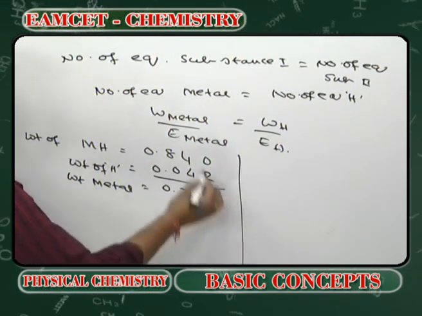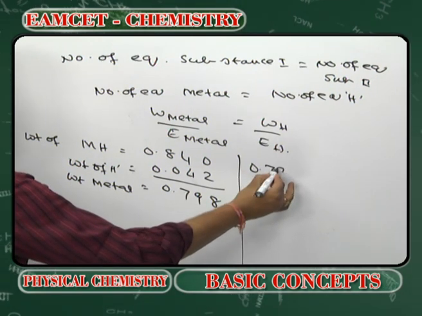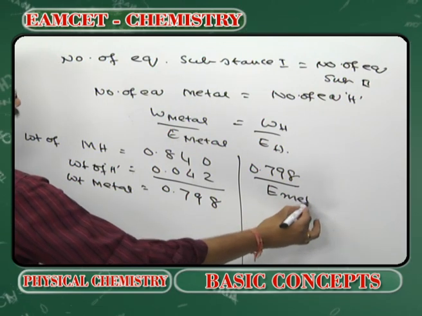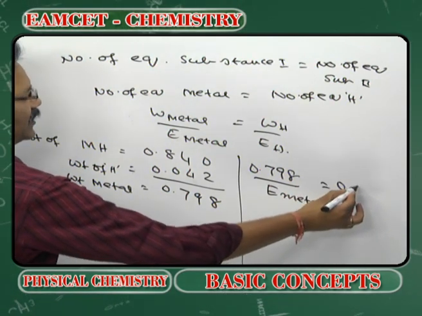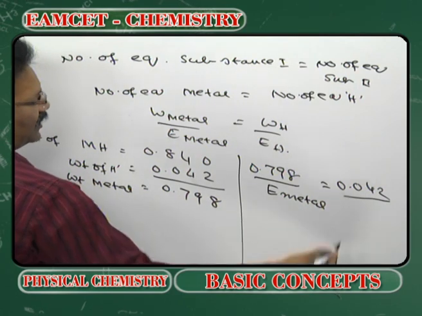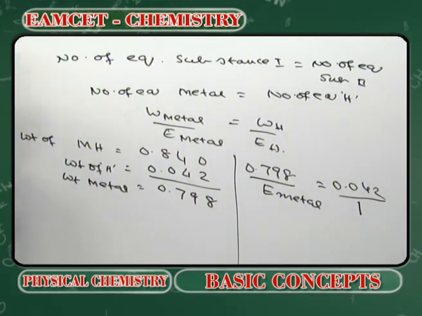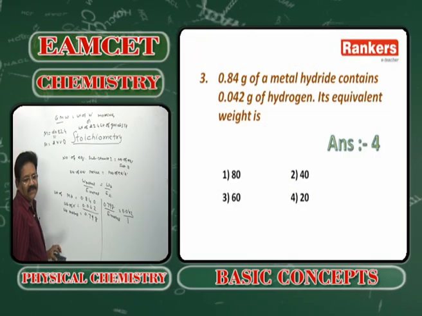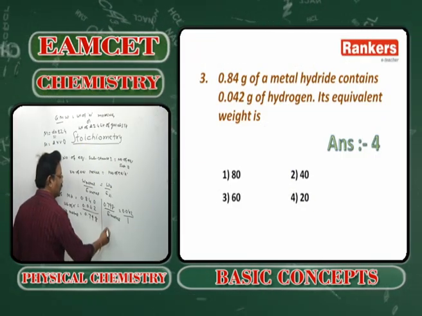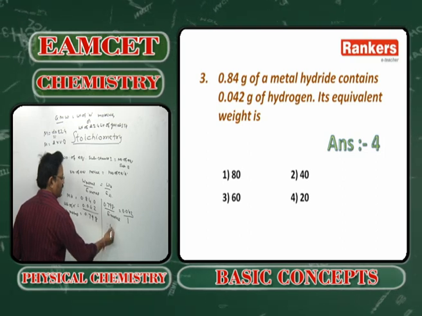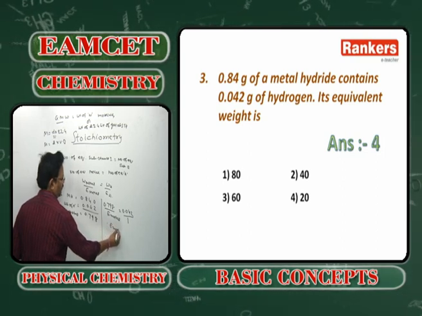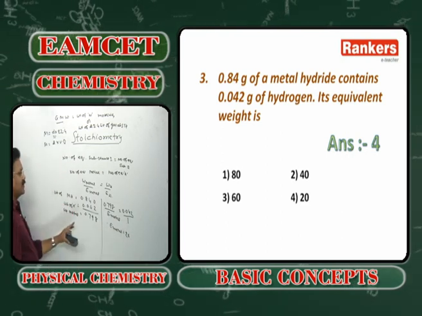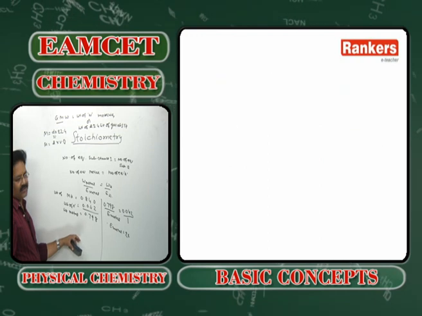Now applying in the formula, 0.798 by equivalent weight of the metal is equal to 0.042 by the equivalent weight of hydrogen, which is 1. Solving the equation, we will get the answer as 20. The answer is 4. Next question.